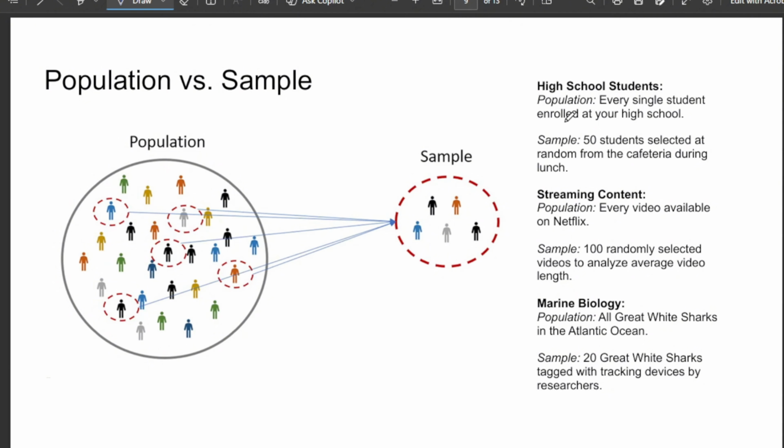So yeah, this is the example. High school students: every student enrolled in the high school is the population, and the sample is 50 students selected at random from the cafeteria during lunch.